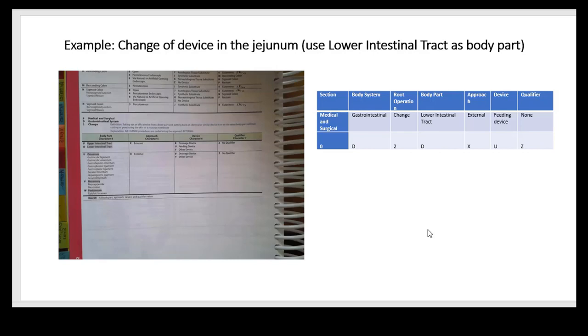guidelines related to body part. Stay tuned for part 4.